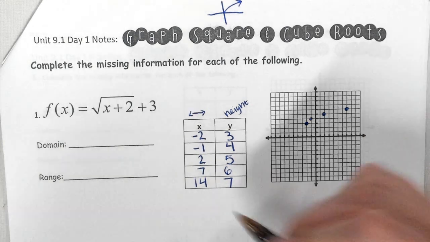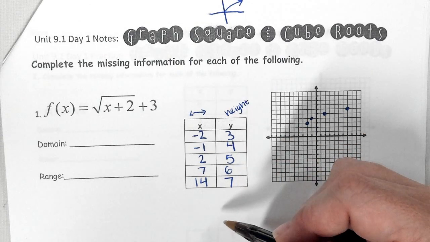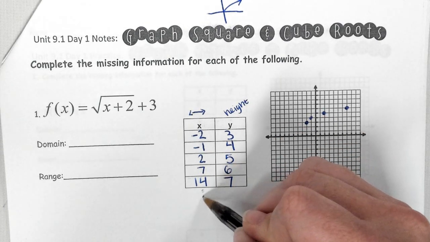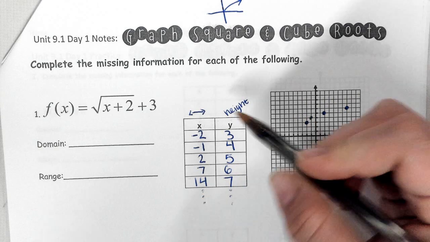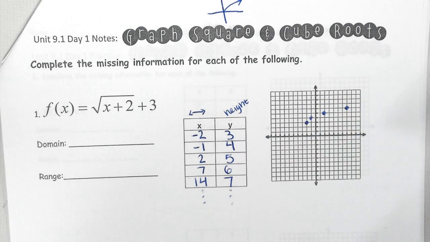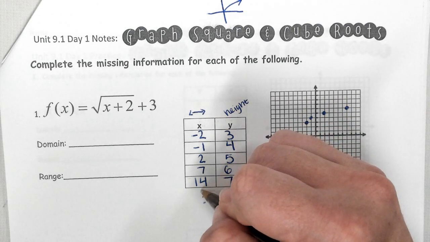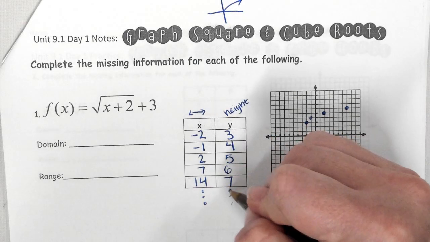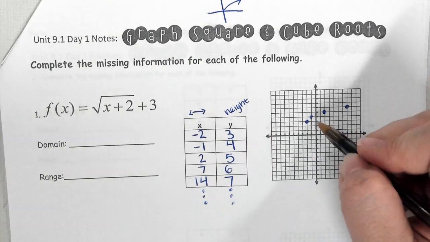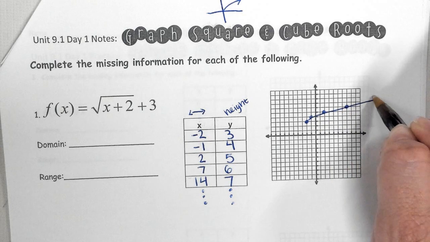Now I cannot plot the 14, 7. I just fill it in my table. And there's obviously many more points going this direction, but there were none going the other direction. So I put this little dot, dot, dot. So you realize that this is not the end of your table. It keeps going. And this is what it looks like.